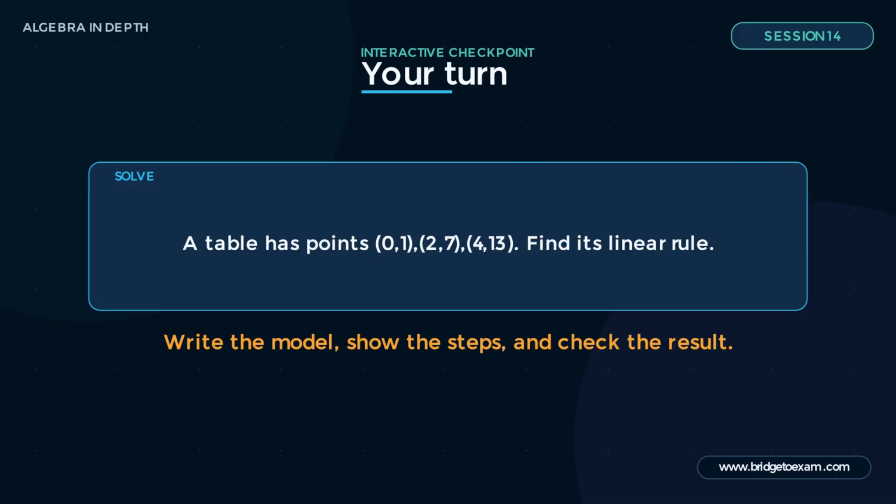Now it is your turn. The table has points (0, 1), (2, 7), (4, 13). Find its linear rule. Pause, write each algebra step, and use the next 6 seconds to finish your solution.